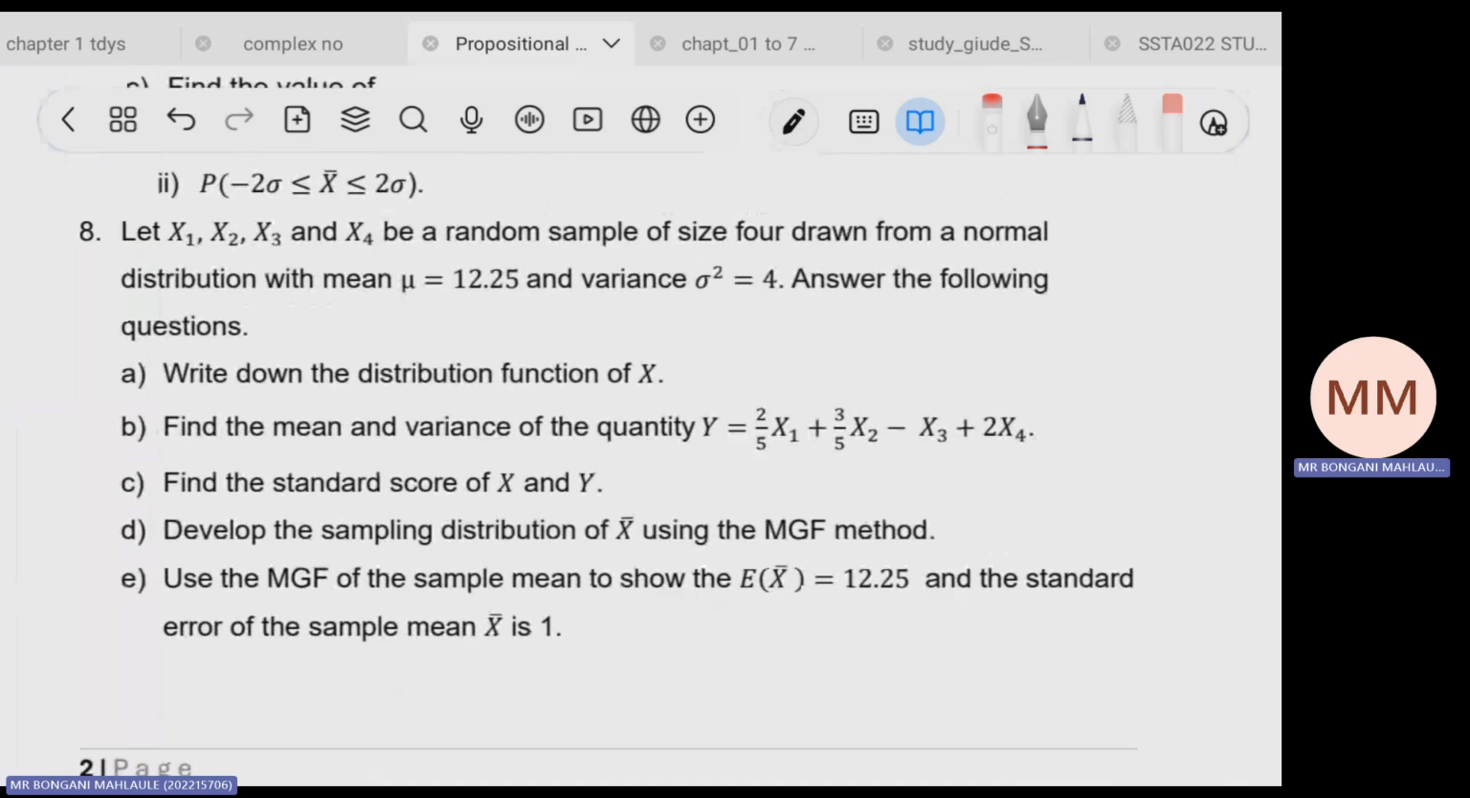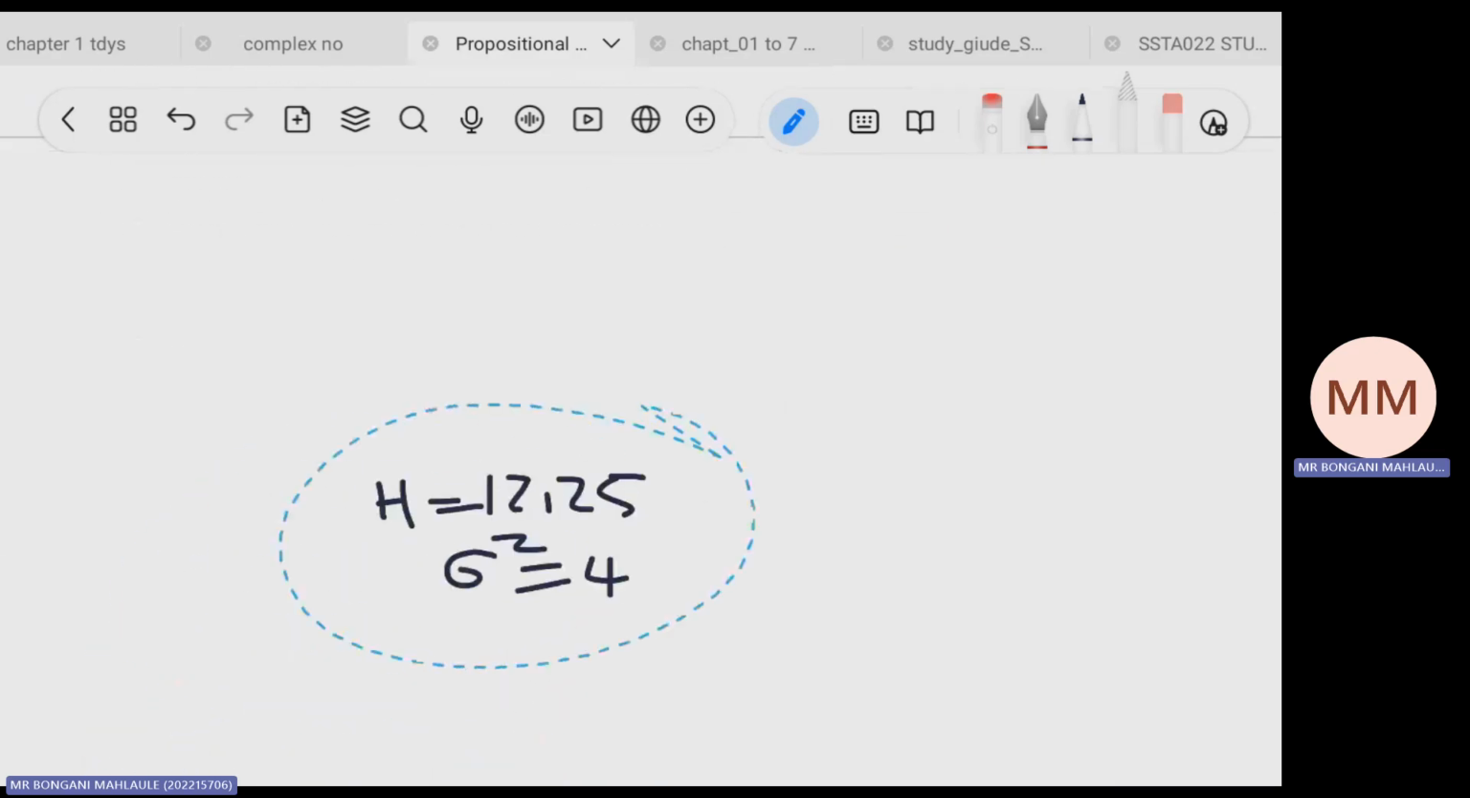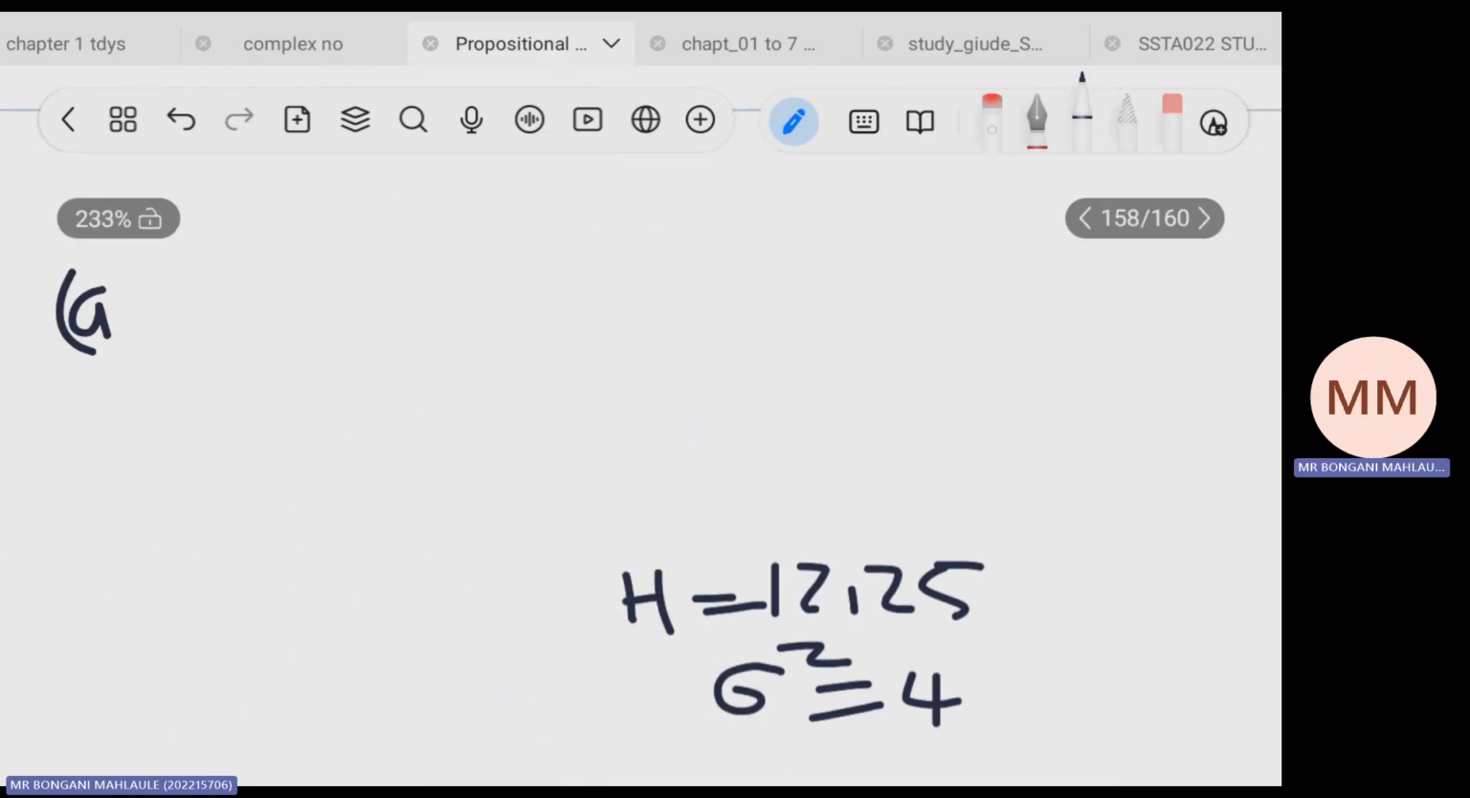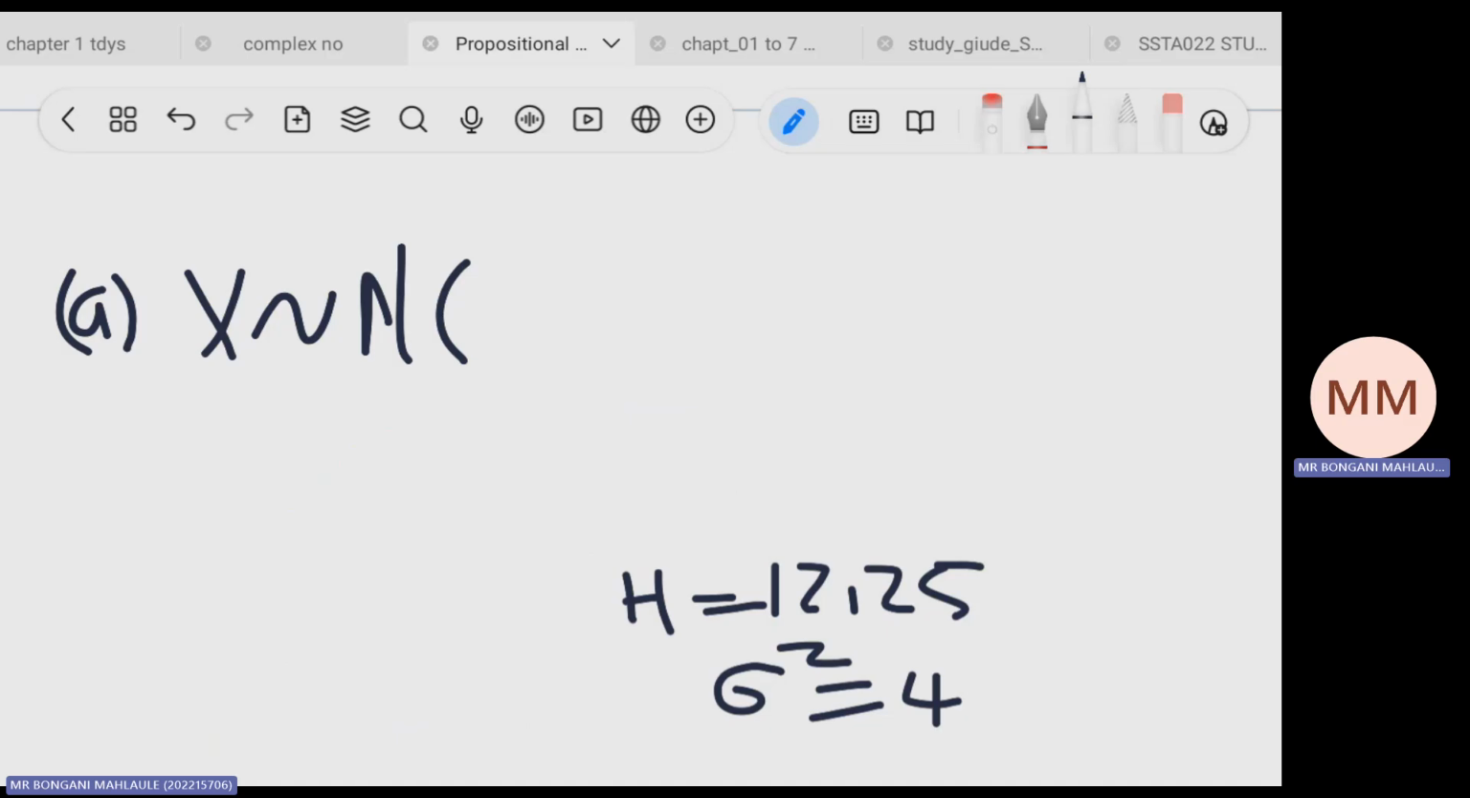They are saying write down the distribution of x and find the mean and the variance of that. You are having the mean and the variance. So this is a normal distribution. So we have our mean 12.25. Our variance is 4. So when they say write down the distribution function of x, you'll just say x is normally distributed with the mean and the variance.